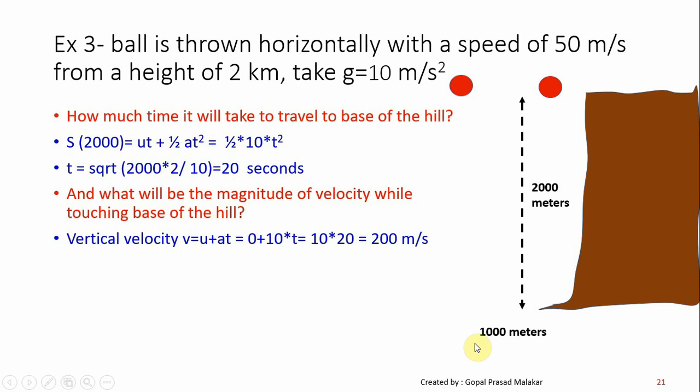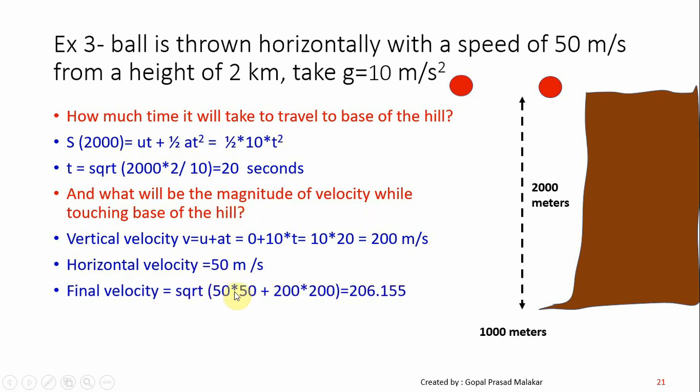So when you are throwing, the vertical speed after time t will become u plus at. It started with 0, and vertical speed will become 10 into t, 10 into 20, 200 meters per second. And what is the horizontal speed? 50 meters per second. So what will be the magnitude of the resultant velocity? It will be square root of 50 square plus 200 square. This is coming 206.155.